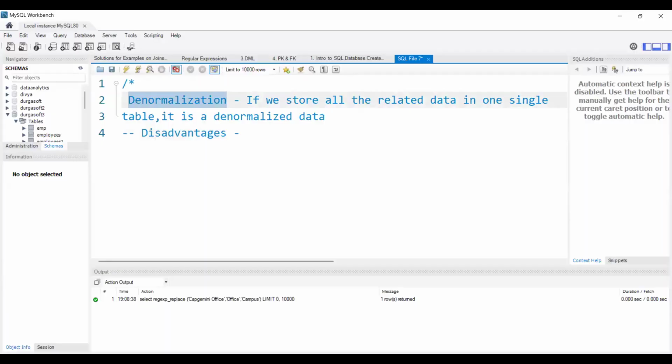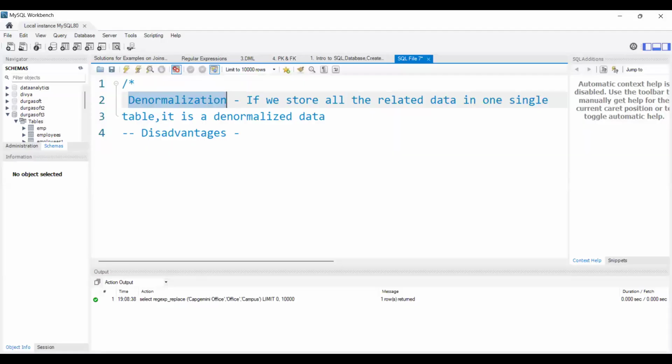Previously, before normalization came into existence, we had denormalization. Then only, we are talking about history, I can say. Previously we used to store data like that. What are all the disadvantages we have? And we have one more advantage in denormalization. What is that?